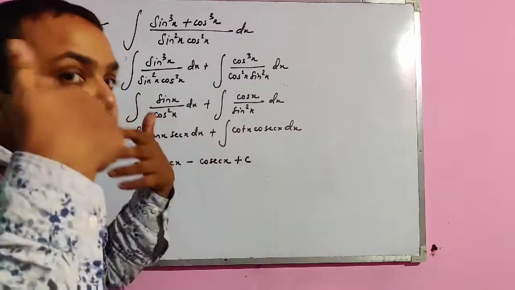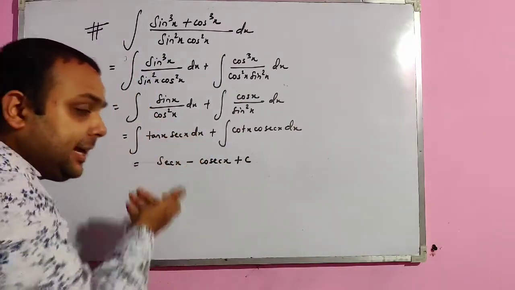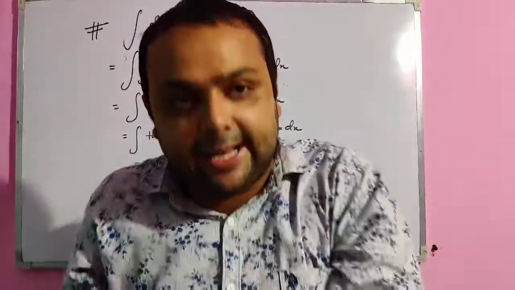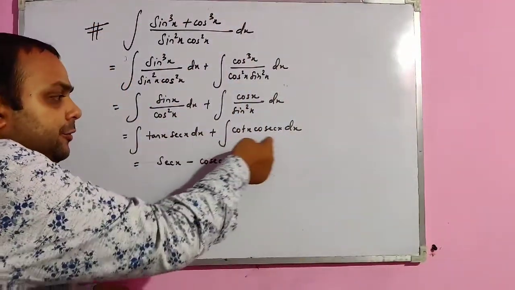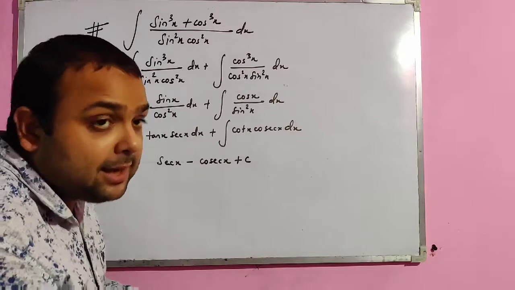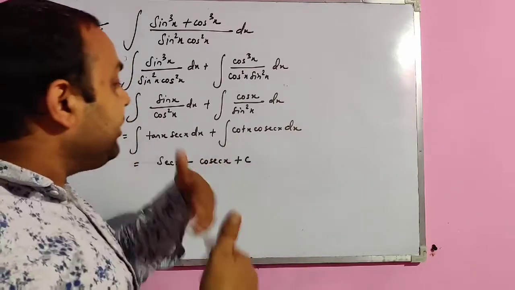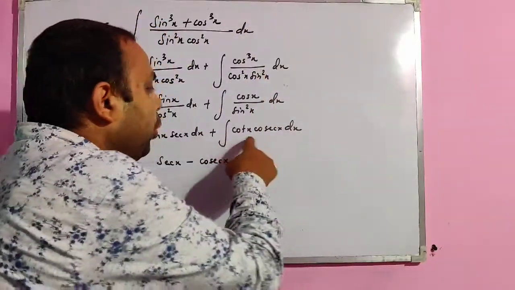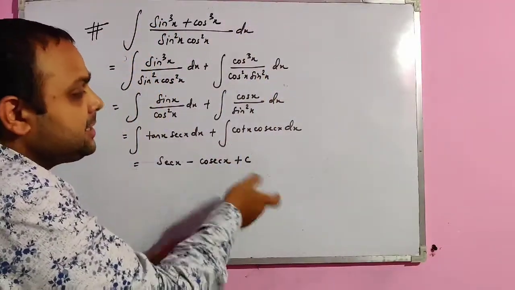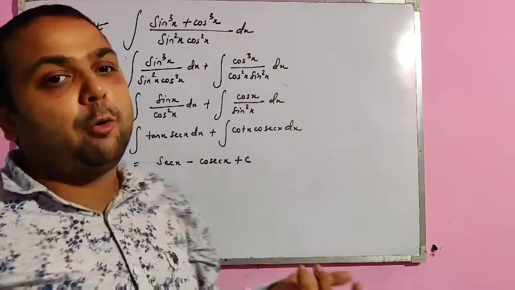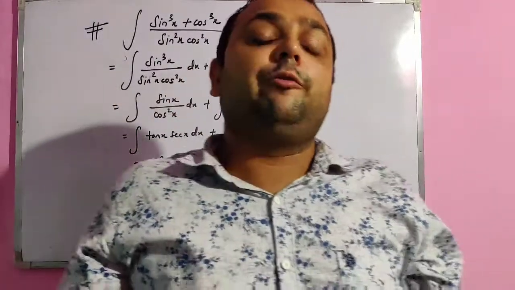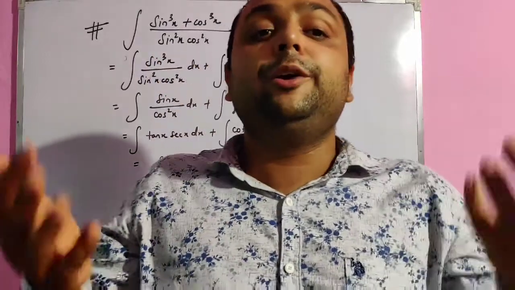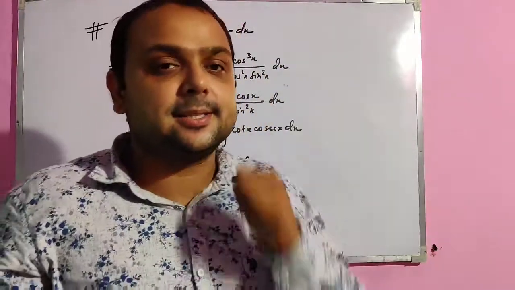Now we all know that the integration of tan x sec x is sec x, because the differentiation of sec x is sec x tan x. The differentiation of cosec x is minus cot x cosec x. So the integration of this whole is sec x minus cosec x plus c. So these are the basic formulas which we are using, or we are using the substitution method, in order to solve the problem using trigonometric identities.